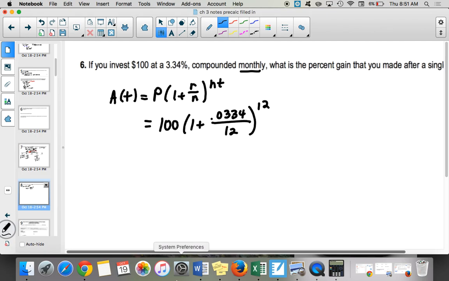All right. So we want to find the amount that we make in a single year, so A of 1. So you can write times 1, or you can leave off the times 1. All right, so we do all this.